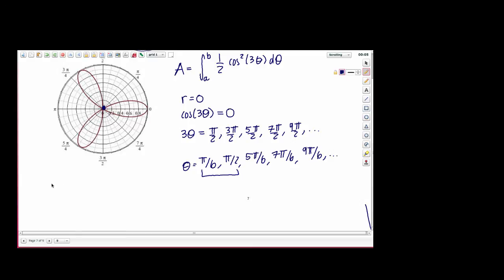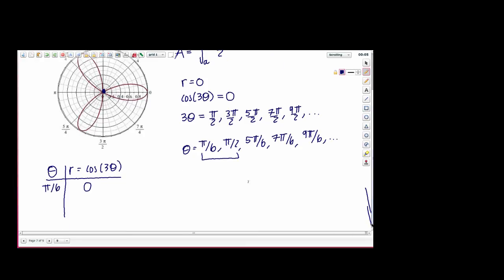I know I'm going to do my table of values, so theta, and then my r, which is cosine of 3 theta. When theta is pi over 6, r is cosine of pi over 2, so 0. And similarly, when theta is pi over 2, again, r is 0. So that's how we found those values. I might now take a value in between pi over 6 and pi over 2. I'm going to take, for example, pi over 3. I then get cosine of pi, which is minus 1.